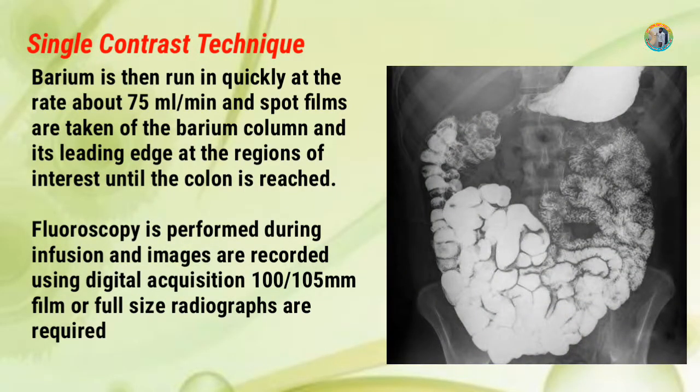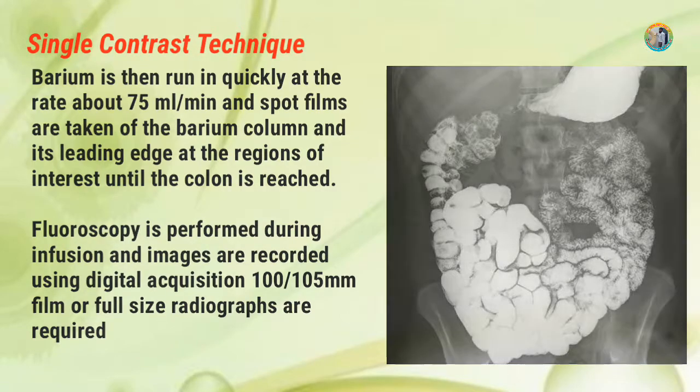Single contrast technique: barium is then run in quickly at a rate of about 75 ml per minute, and spot films are taken of the barium column and its leading edge at the region of interest until the colon is reached. Fluoroscopy is performed during infusion and images are recorded using digital equipment. 100 to 105 mm film or full size radiographs are required.